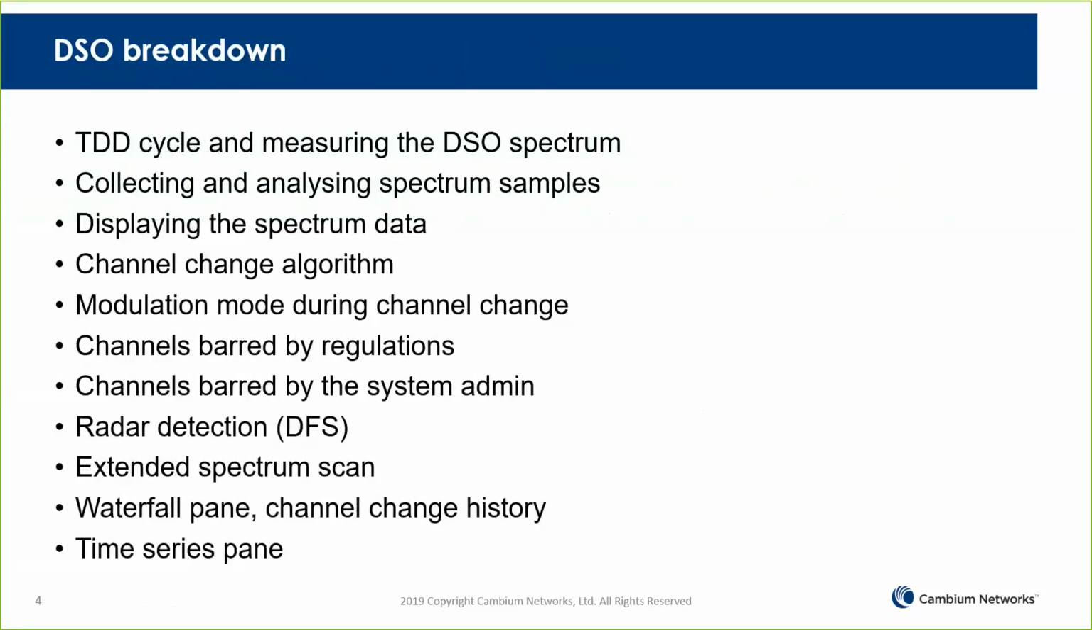So on this slide, we can tear down the DSO feature into some component functions, and we're going to look at these in more detail. We're going to break down how we make measurements of the spectrum, how we analyze the samples, how we display the channel change algorithm, what happens to the modulation mode, how we deal with channels that are barred by regulations or that we bar because we don't want to use them, and what happens with bands that have enforced radar detection. There's also a cool feature called the extended spectrum scan, and for people who really want to understand what's happening in their band, a waterfall pane and a time series pane.